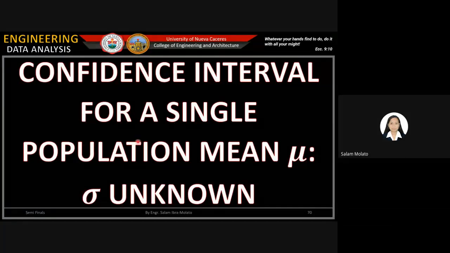Now to the new topic. This is just a continuation of the topic confidence interval. And this time, the standard deviation of the population is unknown. Okay? It is unknown. Kanina known yung standard deviation ng population. Ngayon naman, it is unknown. Alright. Ano yung gagamitin natin kapag unknown?